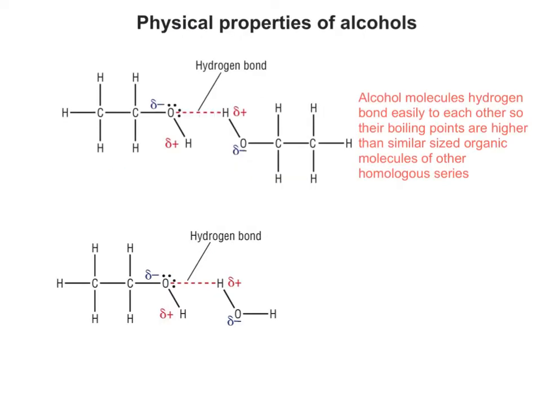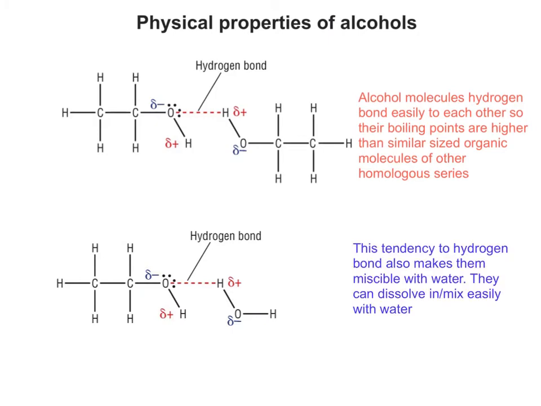So alcohol molecules hydrogen bond easily to each other, so as a result their boiling points are higher than similar sized organic molecules from other homologous series. So this means that they easily dissolve in water as well. So, for example, alcohols and water can mix very, very easily.